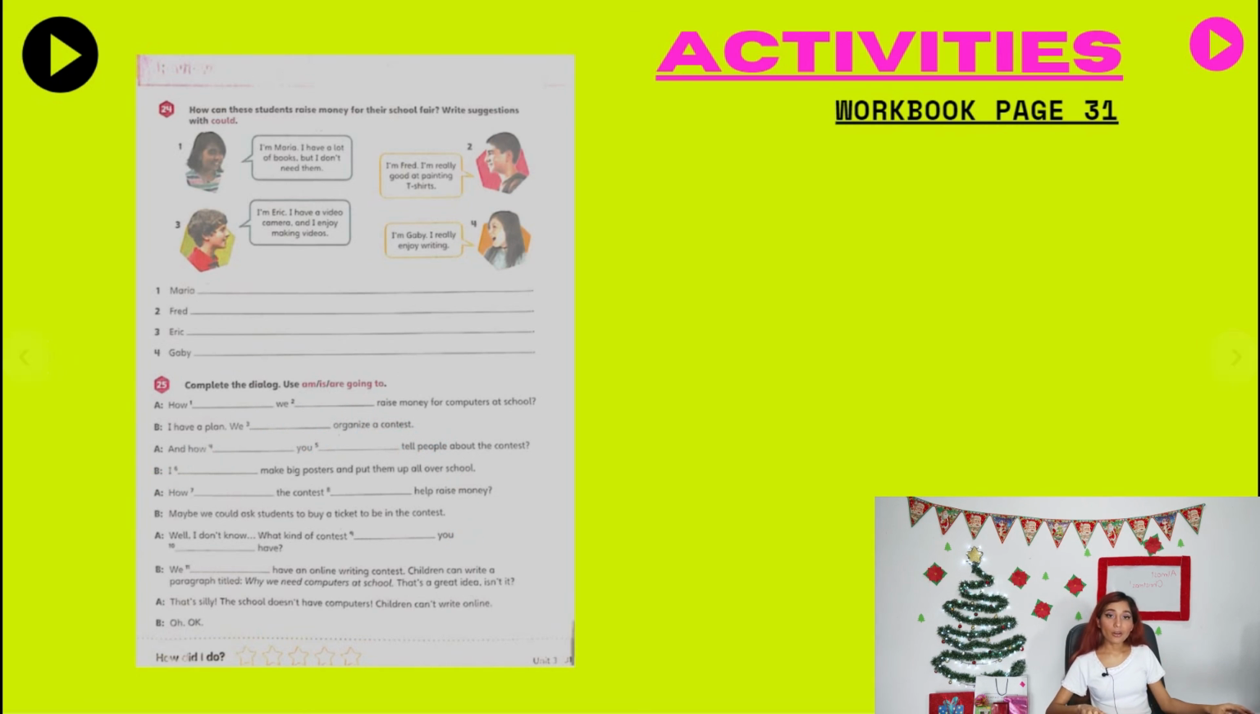So these are the only activities that we have for today. Don't forget to send a picture to me of this page and these activities so I can check them. Write your name and also the date.